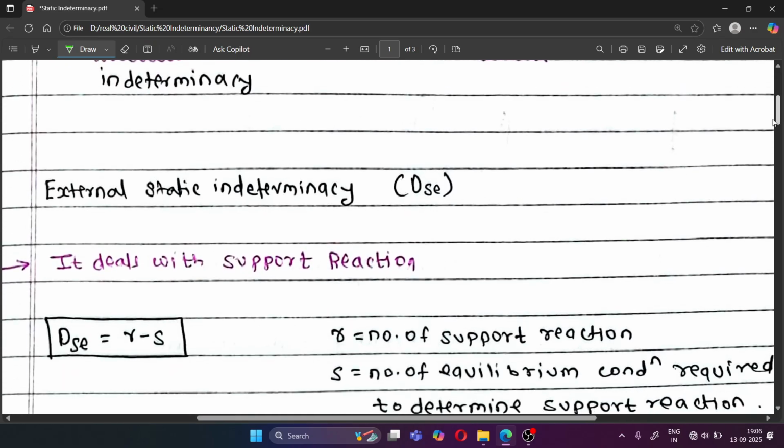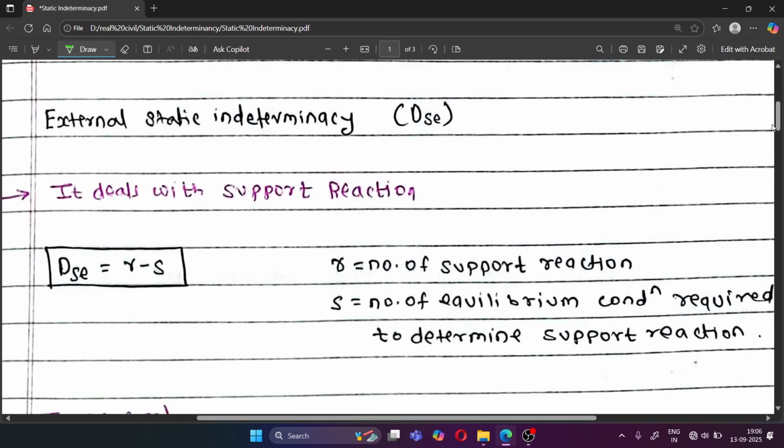So let's begin with external static indeterminacy. It has a very simple formula. External static indeterminacy is represented by DSE. The formula is very simple: DSE is equal to R minus S.